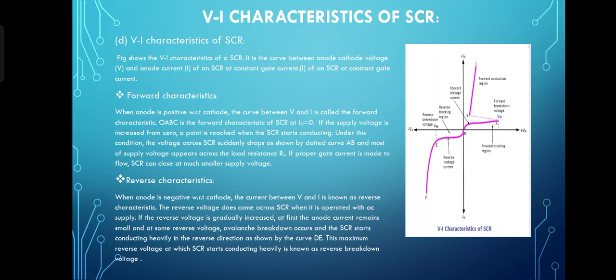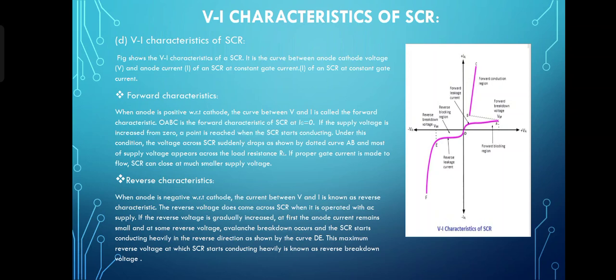If the supply voltage is increased from 0, a point is reached when the SCR starts conducting. Under these conditions, the voltage across SCR suddenly drops as shown by the dotted curve AB, and most of the supply voltage appears across the load resistance RL. If proper gate current is made to flow, SCR can close at much smaller supply voltage.